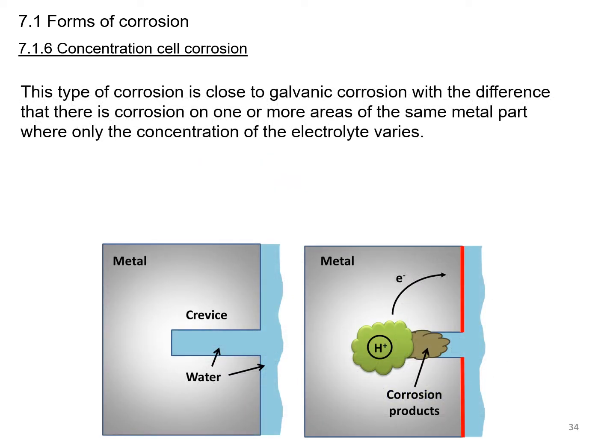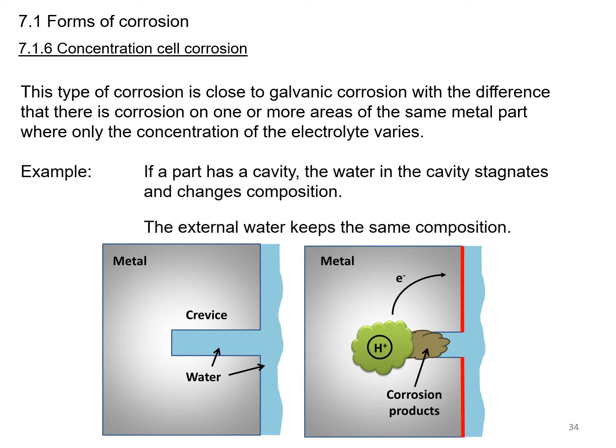This type of corrosion is close to galvanic corrosion, with the difference that there is corrosion on one or more areas of the same metal part where only the concentration of electrolyte varies. For example here, if a part has a cavity, the water in the cavity stagnates and changes composition as the external water keeps the same composition.